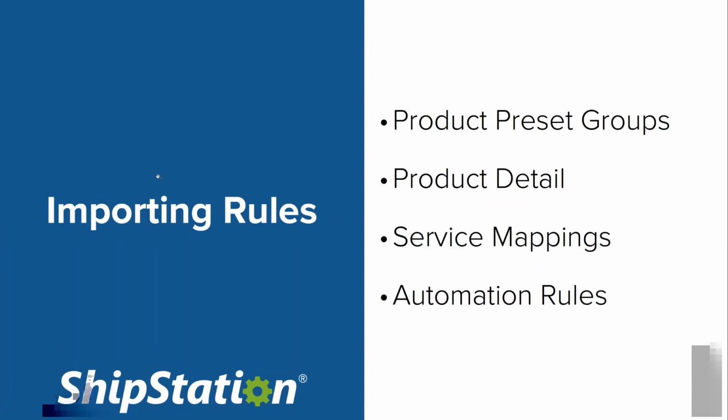So we're going to talk about some importing rules. One way ShipStation helps you save a lot of time, besides printing in batches, is all the different ways you can automate things. We have automations on 4 different levels. So we're going to start off with our product preset group, which is the most basic automation.